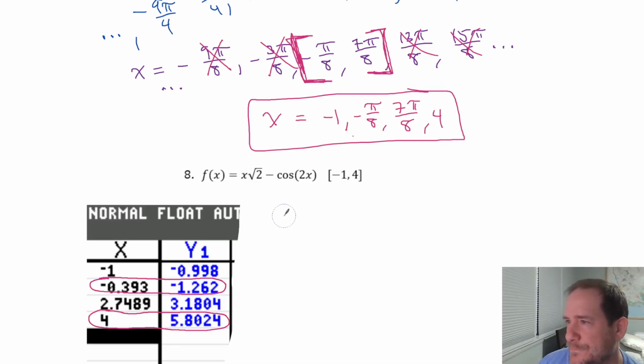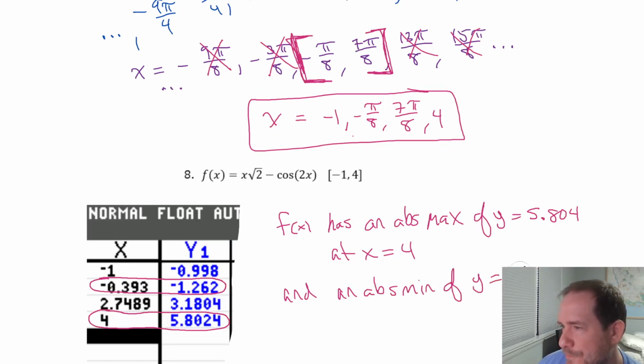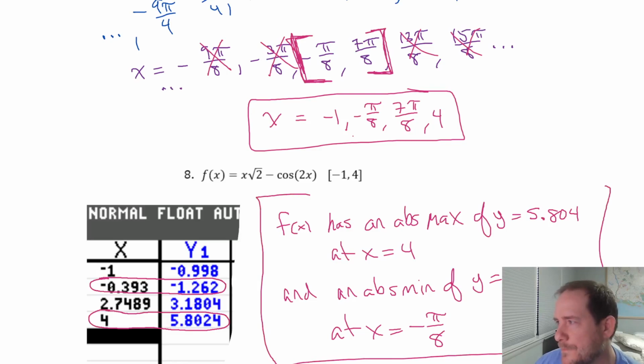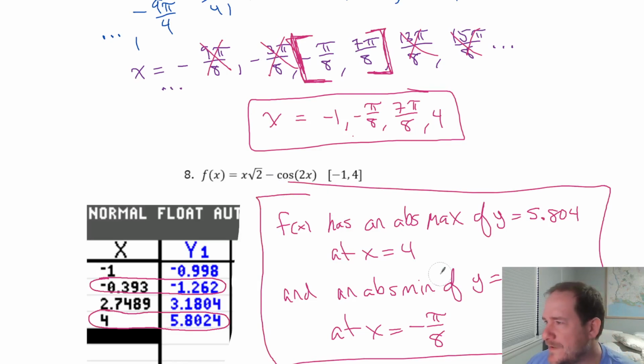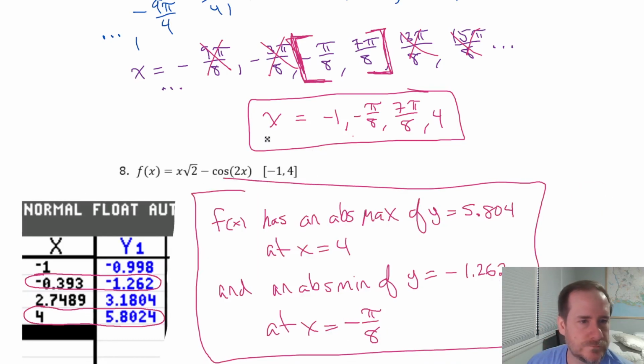All right, so f of x has an absolute max of y equals 5.802 at x equals 4, and an absolute min of y equals negative 1.262 at x equals. Now remember, I care about x's, so don't give me the decimal. Give me that exact value that you calculated, which was negative pi over 8. That's everything. Looks like my y value got cut off a scotch, but I don't know if I care. There you go.